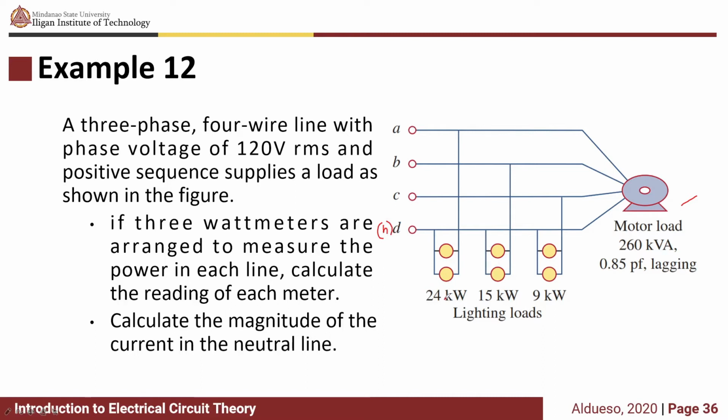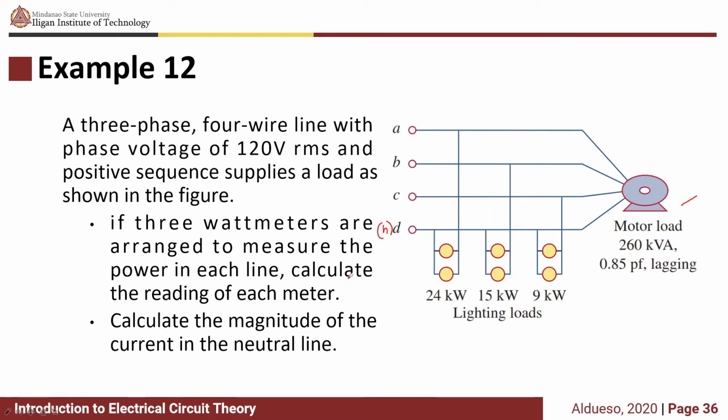So a 24 kilowatt lighting load is connected at phase A and the neutral line. A 15 kilowatt load is connected between phase B and the neutral line, and a 9 kilowatt load is connected between line C and the neutral line. So if 3 wattmeters are arranged to measure the power in each line, calculate the reading of each meter. Next is calculate the magnitude of the current in the neutral line.